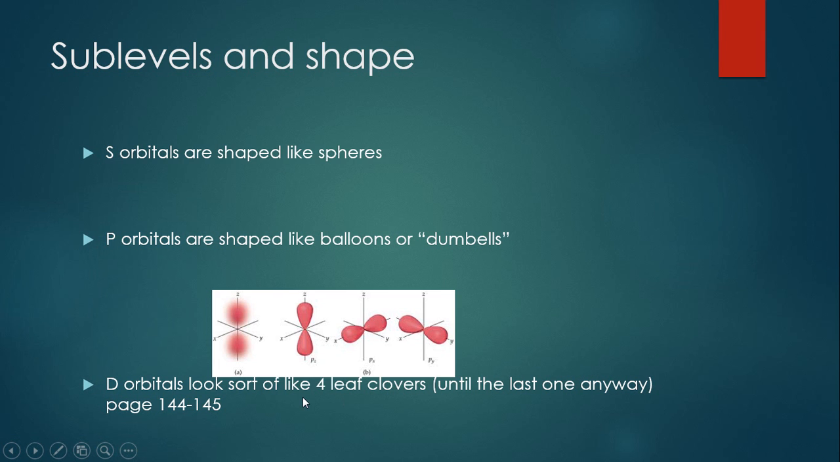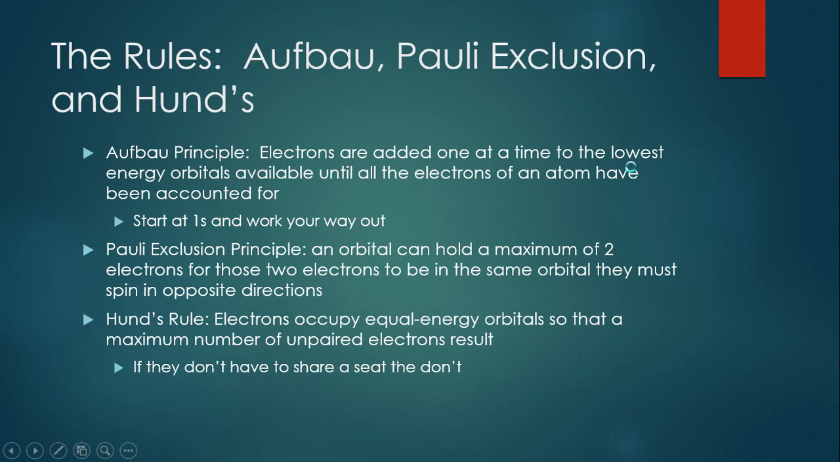D orbitals look somewhat like a 4-leaf clover until the last one, and it looks kind of weird. Again, look on page 144, 145. If you know that S orbitals are spheres and P orbitals are dumbbells, that's really what I want you to know. So, the rules for filling them.